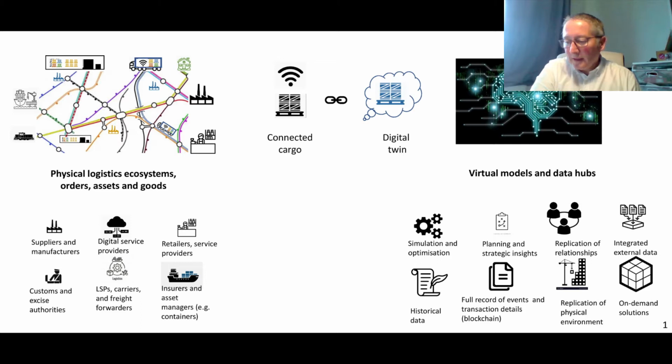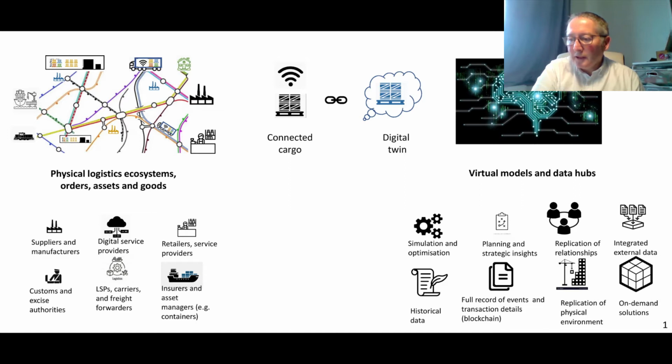planning insights too. And to make this possible, the virtual model must firstly replicate the real-world relationships, including service level agreements. Secondly, integrate external data flows such as orders and real-time live updates. Thirdly, make use of historical data to help forecast and predict real-world activity and trends, such as demand seasonality and traffic congestion, and replicate the physical environment, such as the reality of moving around a port environment. And these virtual models must be able to offer on-demand solutions through data hubs, through portals that also provide a full record of the events as they happen and the transaction details that result from that.